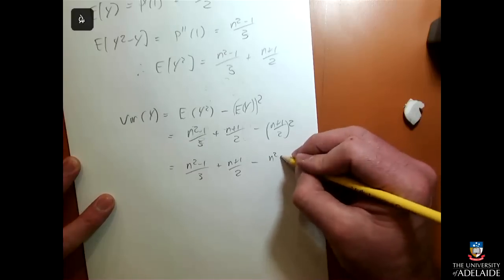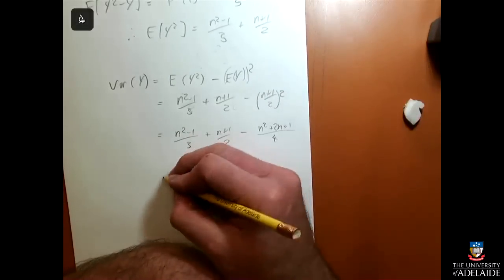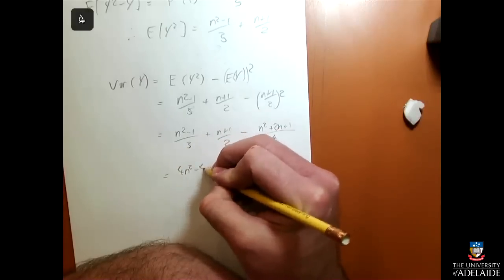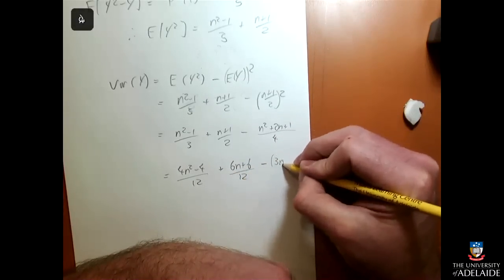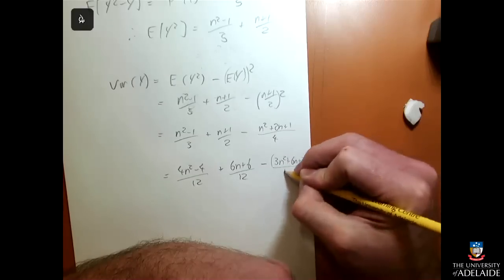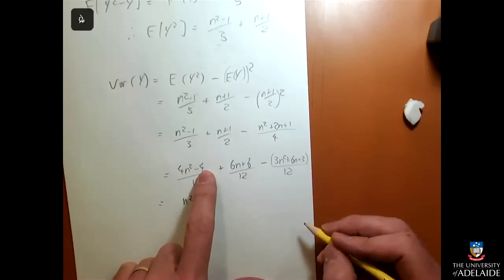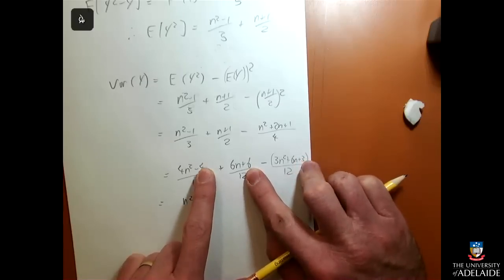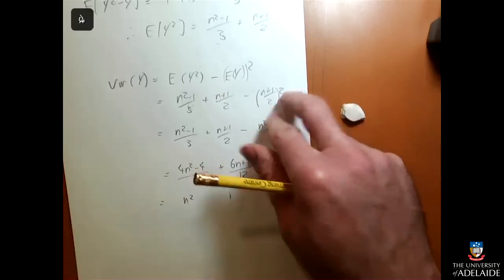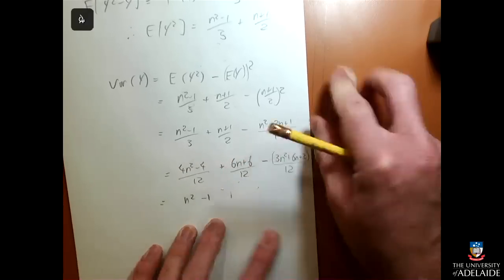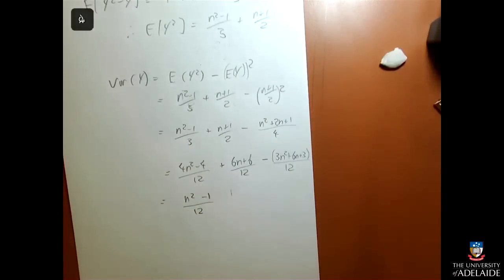So what's that? n squared plus 2n plus 1 over 4. Oh, look, it is going to have to be over 12. Thought so. So times this one by 4, times this one by 6, times this one by 3. So we've got 4n squared minus 3n squared, which is just n squared. We've got a minus 4, a plus 6, and a minus 3, so the minus 4 and the minus 3 would be minus 7, and 6 minus 7 is negative 1. And we've got a 6n minus a 6n, so they cancel each other out. I wasn't too far off. It was n squared minus 1 on 12, not n squared on 12. Sweet.